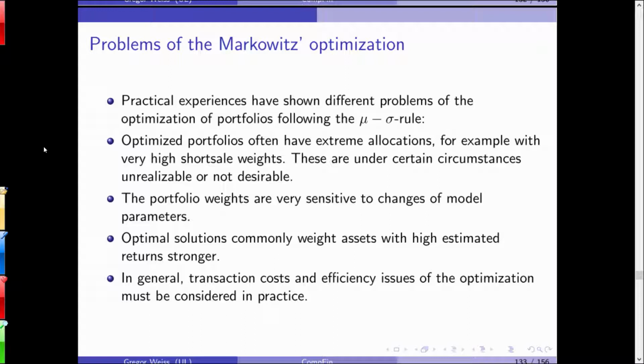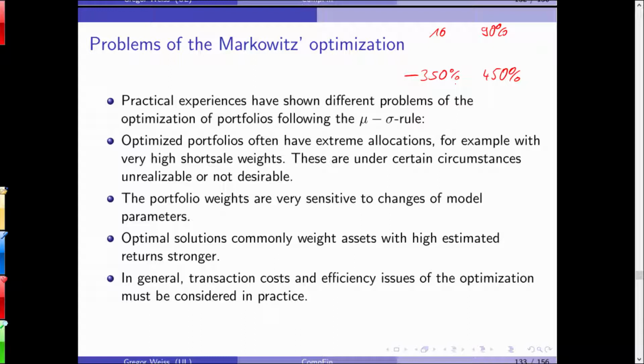So you will not end up with, say, 10 and 90%, but it might be that you actually end up with minus 350 and plus 450%. And the optimization scheme would tell you, simply go to your bank and take up 1 billion as a loan. So this is not very practical. So the portfolio weights are often very extreme.